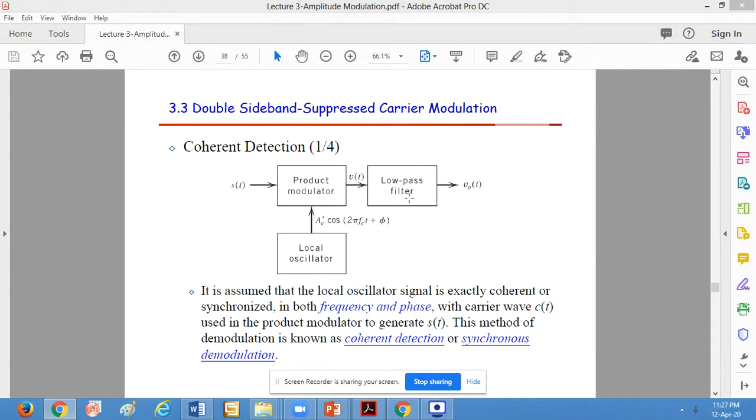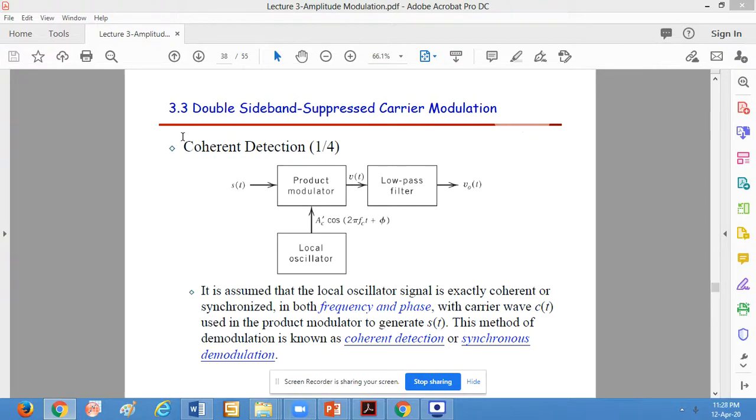Hello everyone. In this lecture on double-sideband suppressed carrier, today we will look at the coherent detection of the DSBSC. So s(t) is the signal that we receive at the receiver side. Then we use a local oscillator that generates the carrier Ac cos(2πfct + φ), and both are multiplied in the product modulator. The signal is then passed through a low pass filter, where we get the output, the message signal.